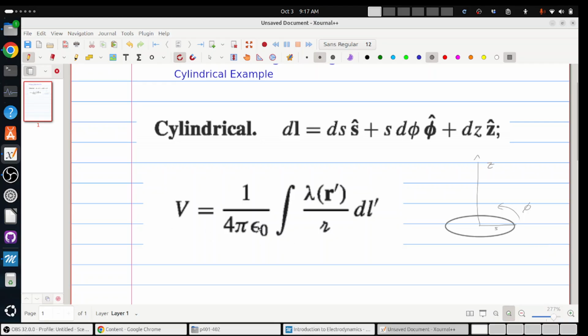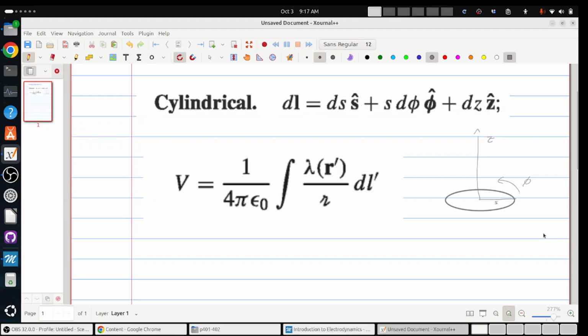And I want to look at, if I've got charge along that line, what would my potential be? Again, we're going to start with a simple case, where we look at the potential along the line that's over the center. So basically along the z-axis.